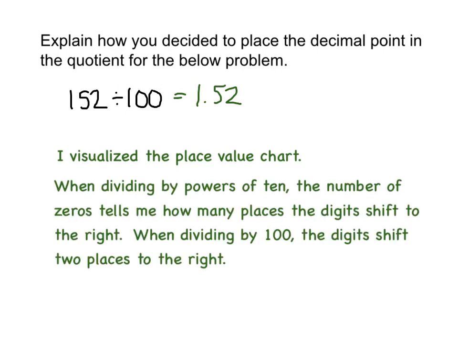So I wrote, when dividing by powers of 10, the number of zeros tells me how many places the digits shift to the right. When dividing by 100, the digits shift 2 places to the right. So I have explained exactly the thought process for placing that decimal point.